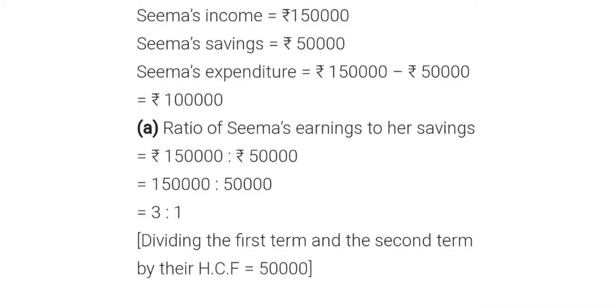Seema's income is rupees 1,50,000 and her savings is 50,000. So Seema's expenditure is 1,50,000 minus 50,000, which means 1 lakh. First we have to find the ratio of Seema's earning to her savings, which means 1,50,000 ratio 50,000. Both we can cut by 50,000. So your answer will come 3:1.